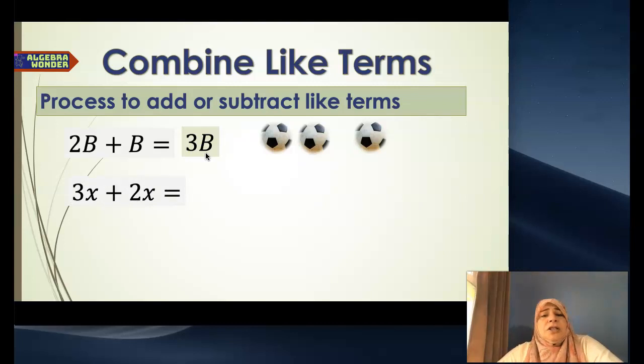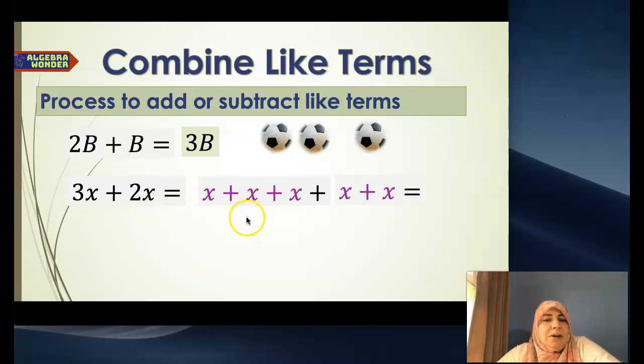If we change the ball and put x, any x, it's the same thing. So 3x and 2x. We have 3 of the x's, x and x and x, and then we have 2 more x's. How many do we have in total now? We have 5 x's. So you can just add the coefficients. 3 plus 2 is 5, and 5 what? 5x.